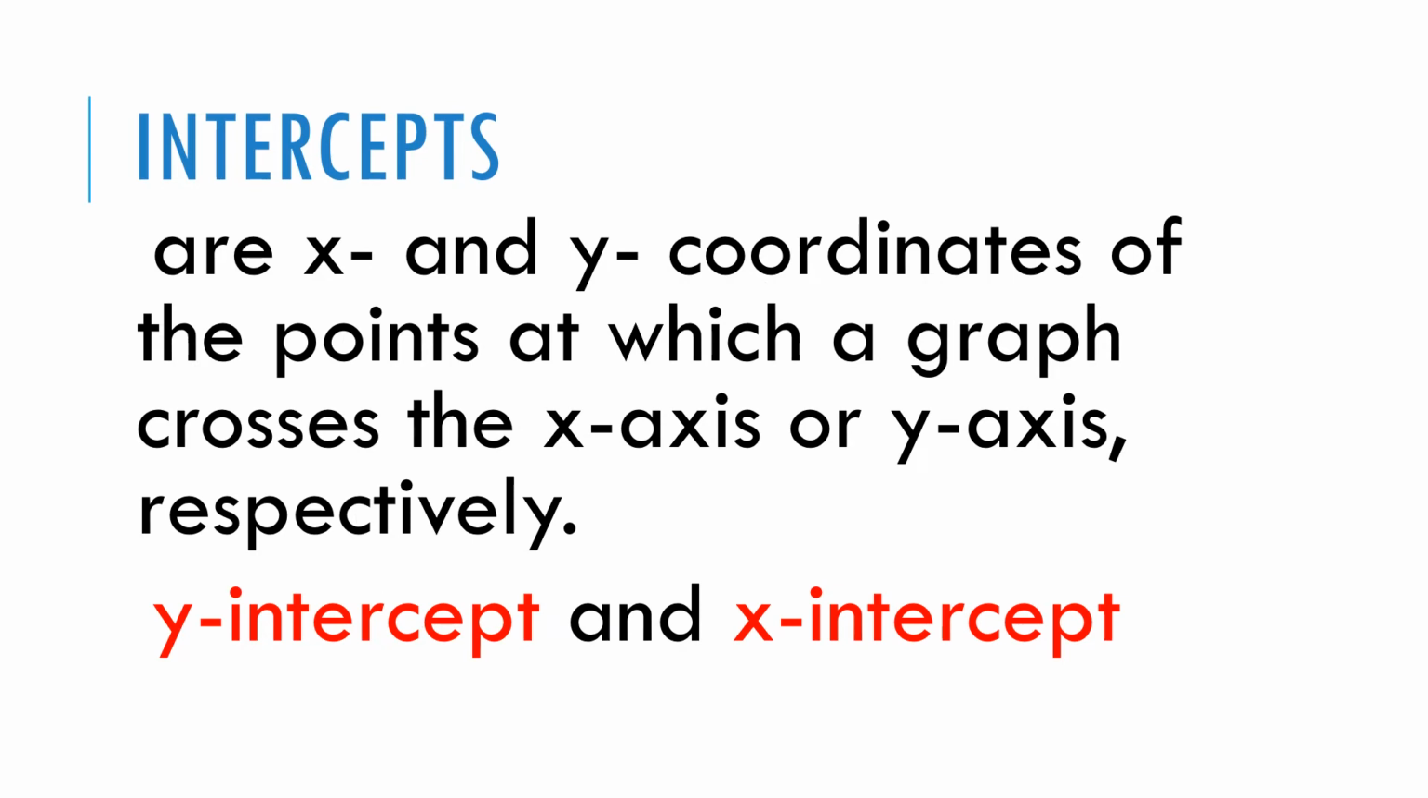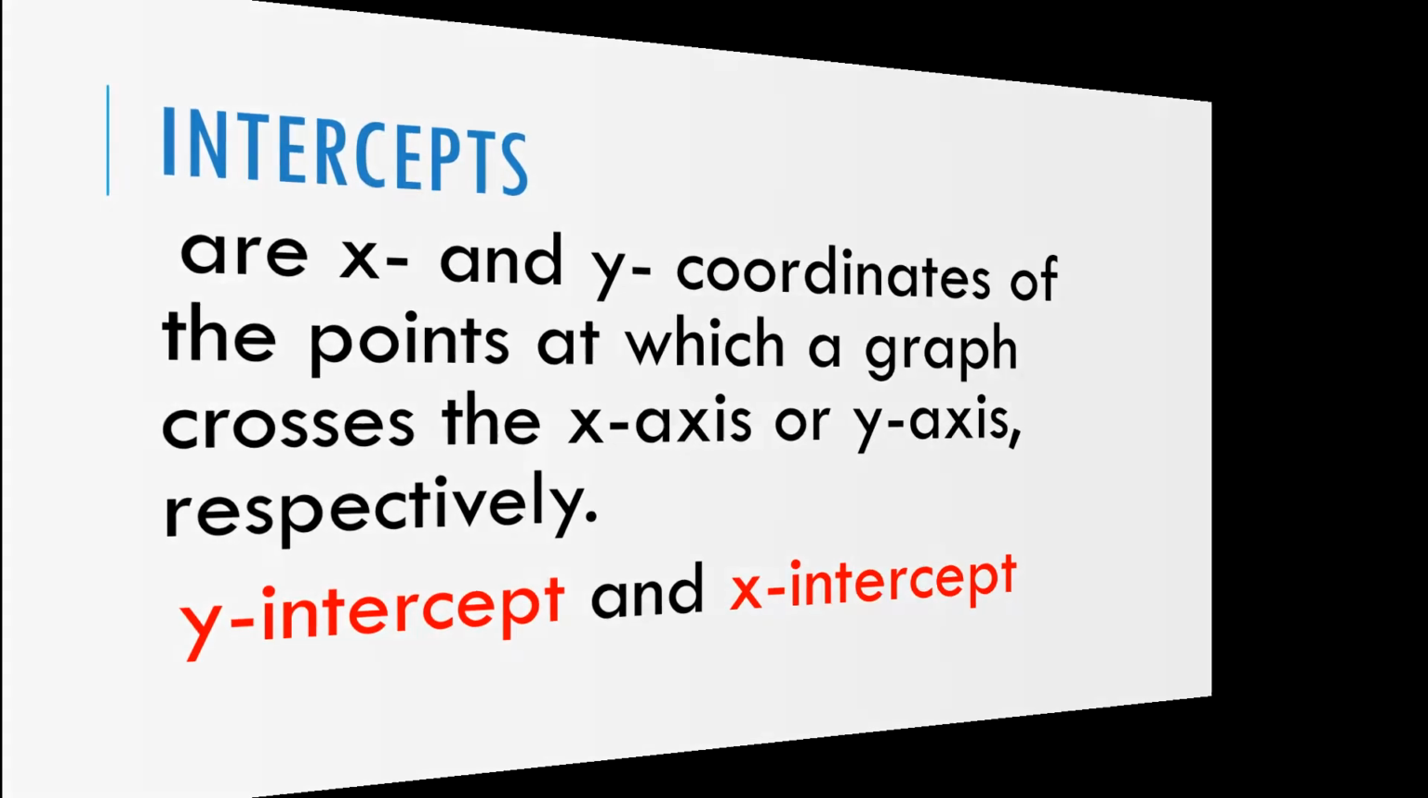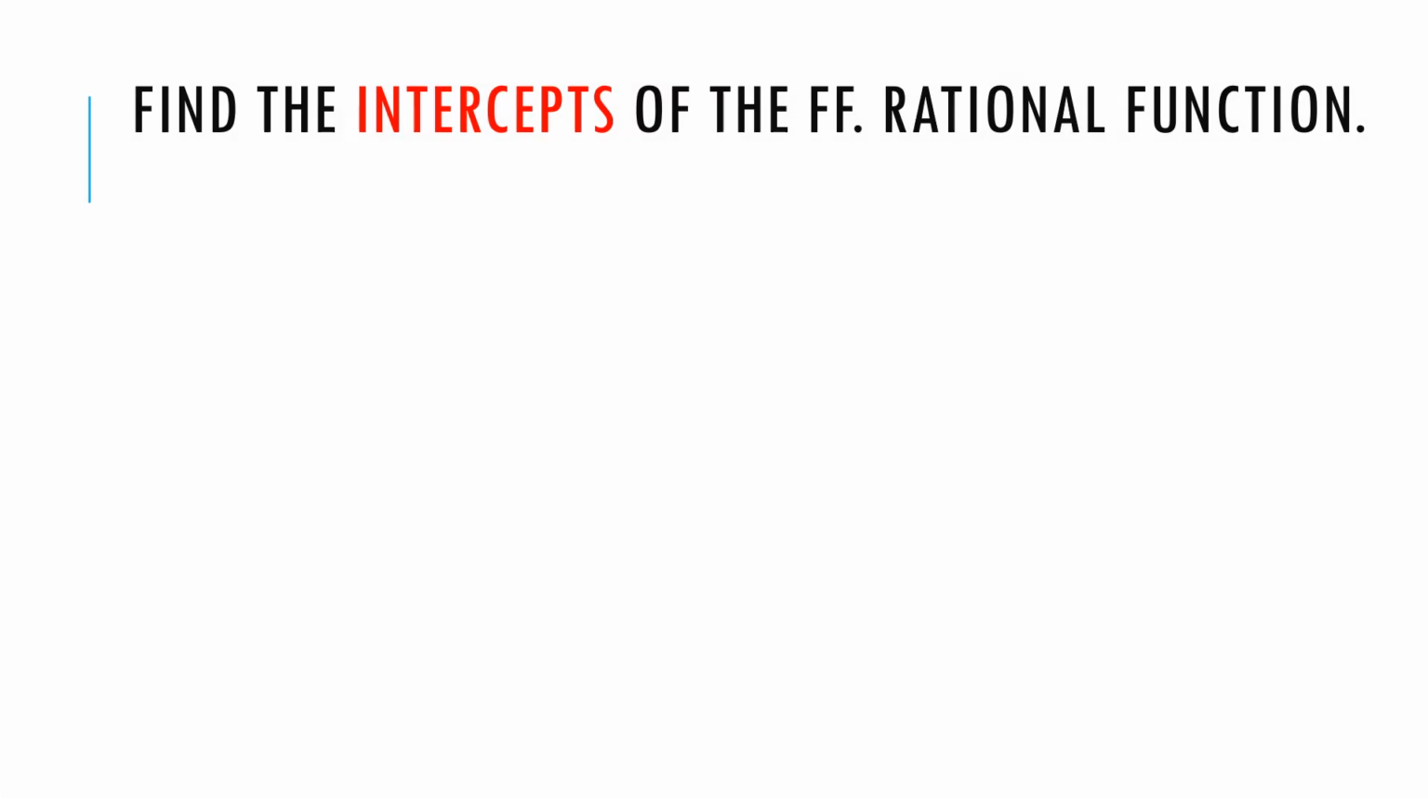Let us start with the intercepts. These are the x and y coordinates of the points at which a graph crosses the x-axis or y-axis respectively. There are two types of intercepts, the y-intercept and the x-intercept. Now, let's take this first example in finding the intercepts of a rational function. We have f of x is equal to x plus 8 all over x minus 2.